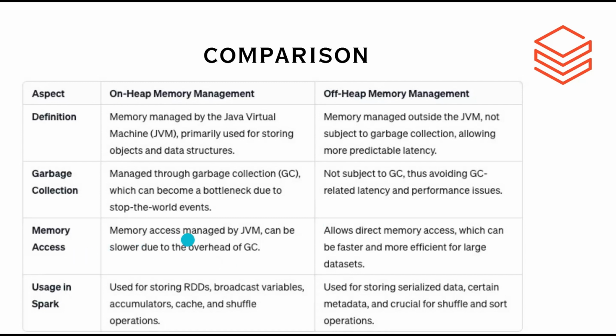In terms of memory access, on-heap is managed by the JVM and can be slower because of the overhead of GC, which we have discussed earlier. And off-heap memory allows direct memory access, which can be faster and more efficient for large datasets. And lastly, about the usage in Spark, on-heap memory is used for storing RDDs, broadcast variables, and shuffle operations. On the other hand, off-heap memory is used for storing serialized data, certain kinds of metadata, and is crucial for shuffle and sort operations.